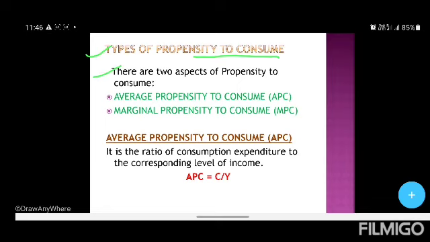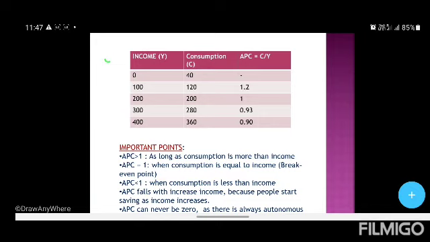Types of propensity to consume. We have two aspects of propensity to consume. First is average propensity to consume and second is marginal propensity to consume. Average propensity to consume, also called APC, is the ratio of consumption expenditure to the corresponding income level. So we can say APC is equal to consumption divided by income. That is average propensity to consume. Here we can see in this table, when we divide consumption by income, we get our average propensity to consume.